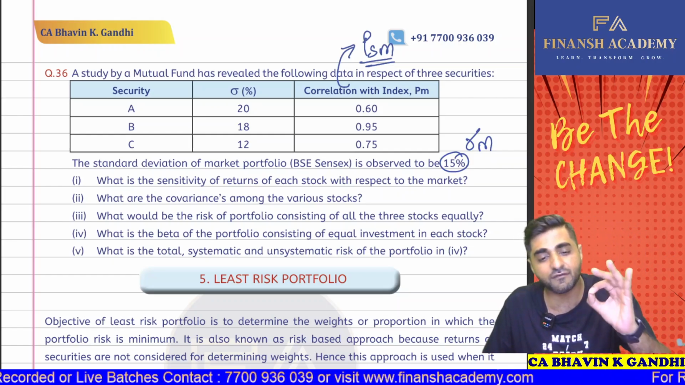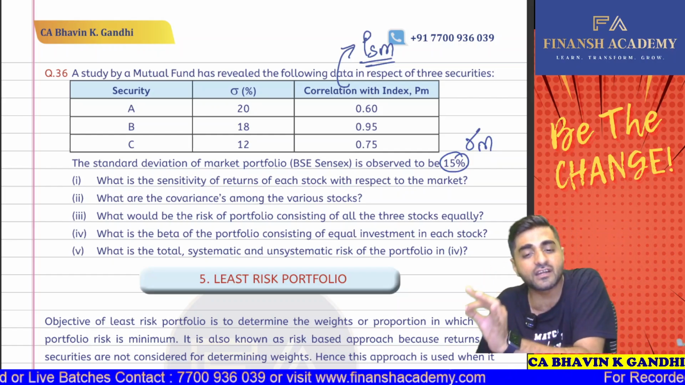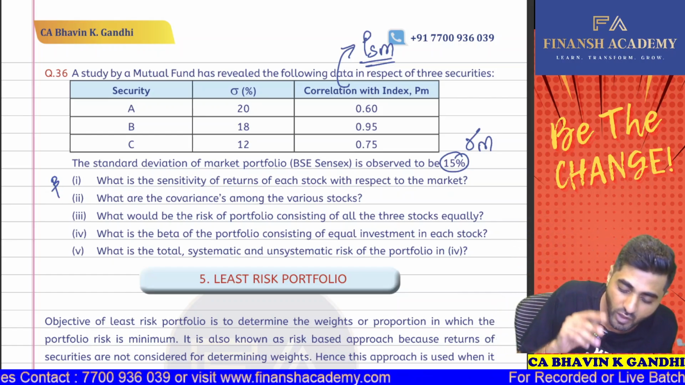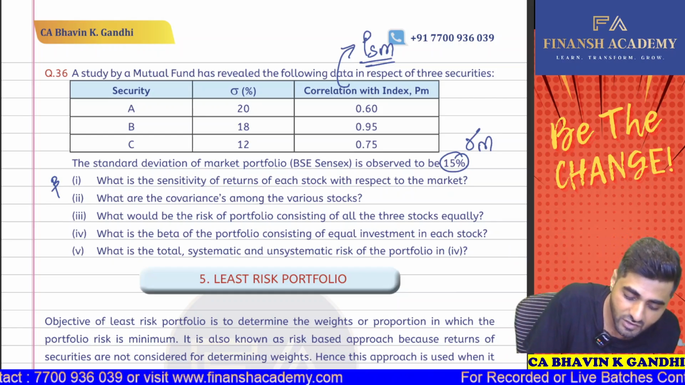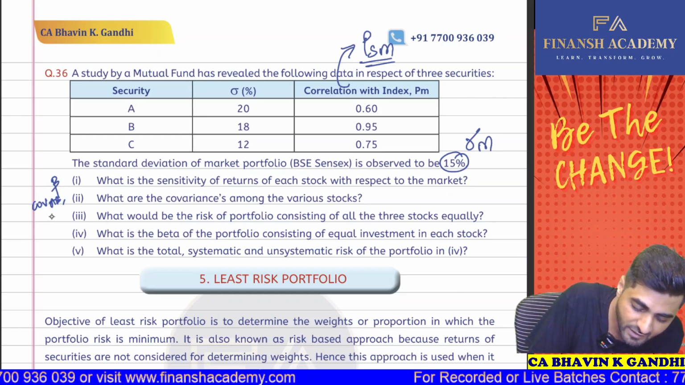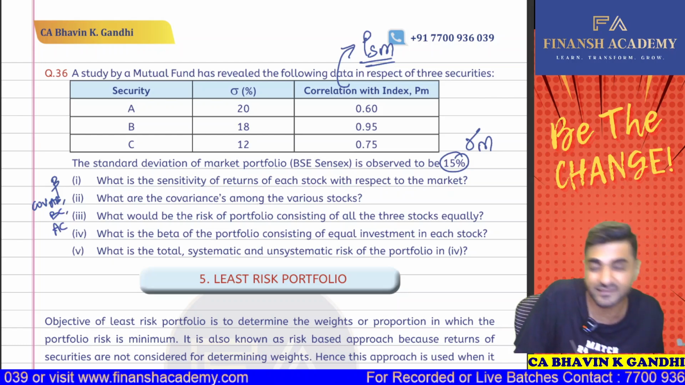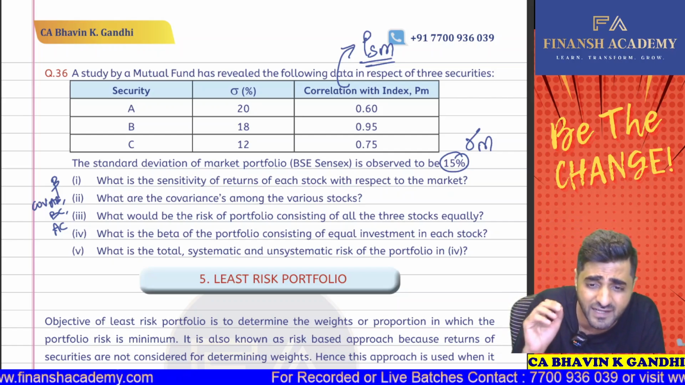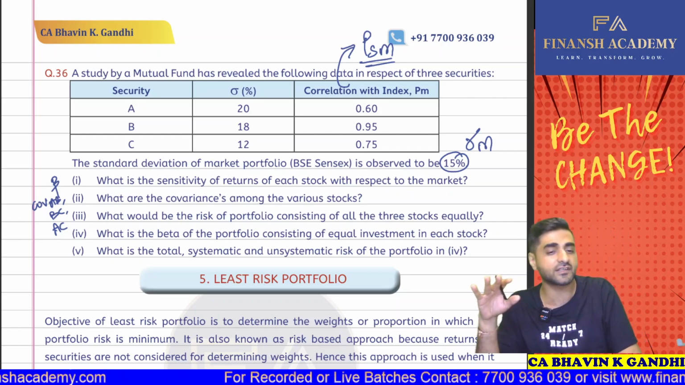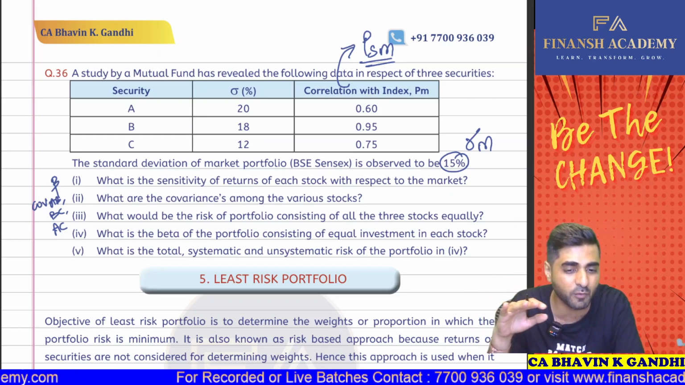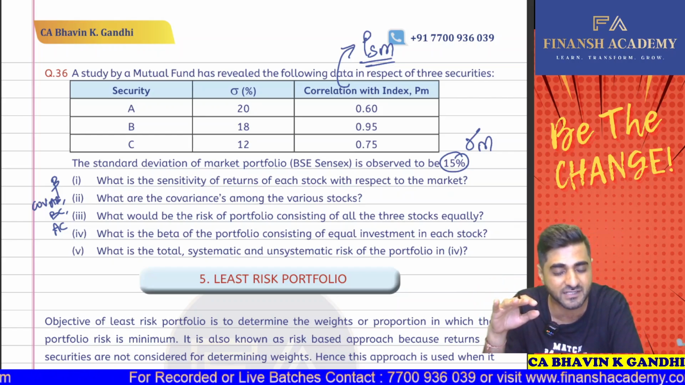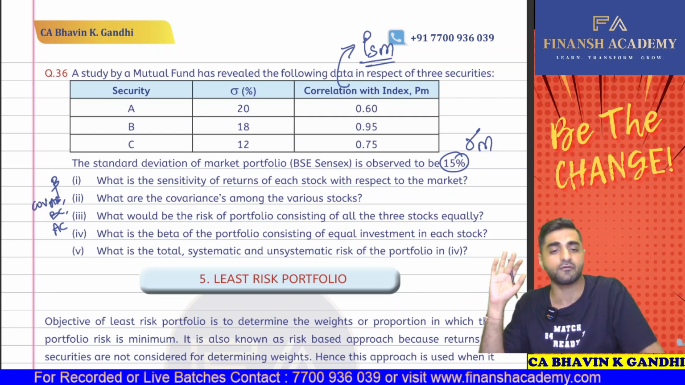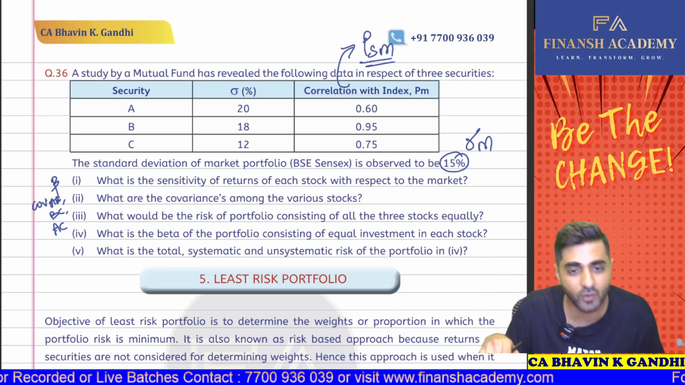We are required to calculate in the first part: what is the sensitivity of the returns of each stock with respect to the market? So we are required to calculate beta in the first part. What is the covariance amongst the stocks? So we are required to calculate covariance AB, BC and AC. That is how we can calculate the covariance interactive risk between two securities. What would be the risk of a portfolio consisting of all the three securities? What is the beta of the portfolio consisting of equal investments in each stock? And what is the total systematic and unsystematic risk of the portfolio in the fourth above? So basically, these all things we are required to calculate.